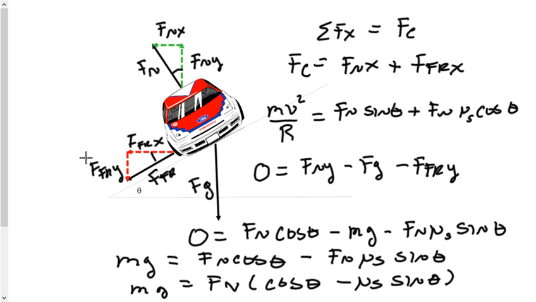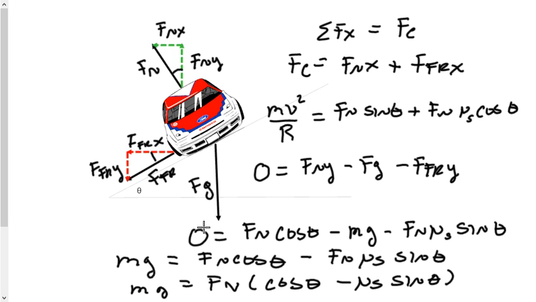Now we're into part 2 of our video with the car on the incline. It's a banked road and it's going around a circle. We did the sum of forces in the x direction equals force centripetal, ending up with mv squared over r equals force normal sine theta plus force normal mu s cosine theta.